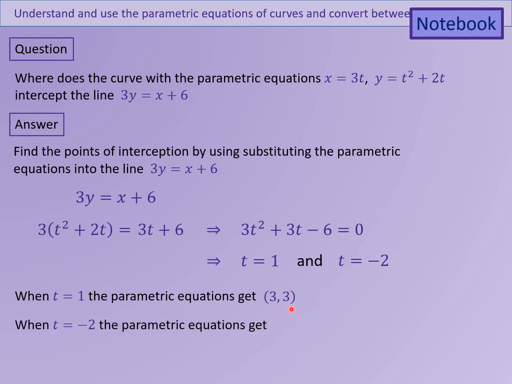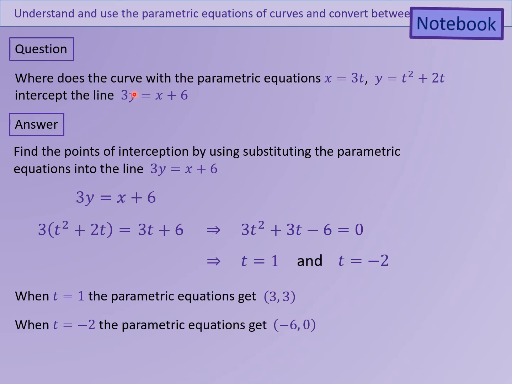When t equals minus 2, what do I get? Well, x is going to be 3 lots of minus 2, so that's minus 6. And y is going to equal t squared, which is going to be 4, minus 4, which gets you 0. So you can work out the points when they cross using those two.